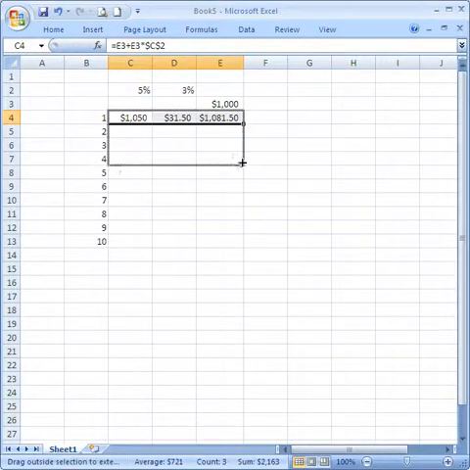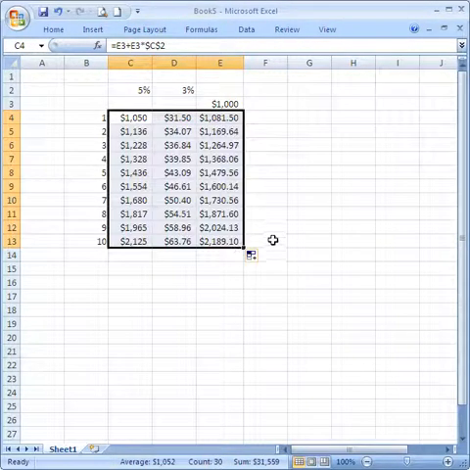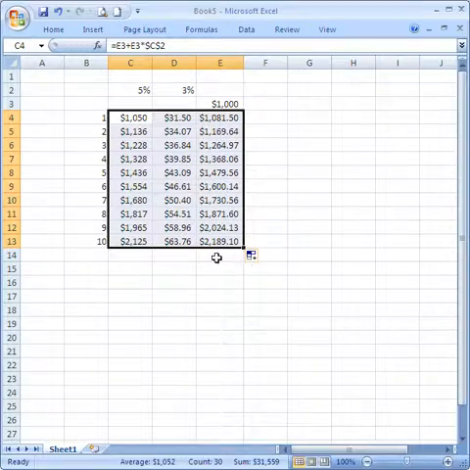Now we can drag. And we find that at the end of 10 years, we have $2,189.10 worth of stock.